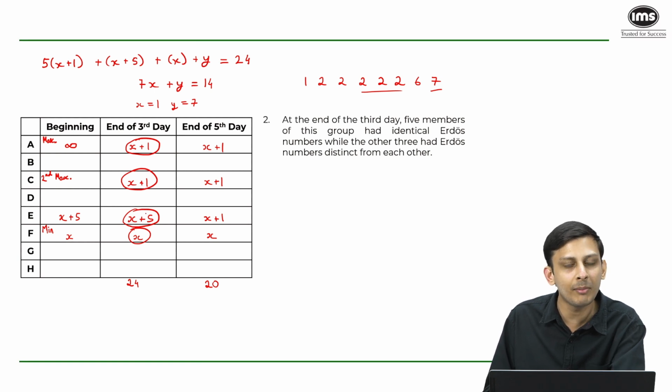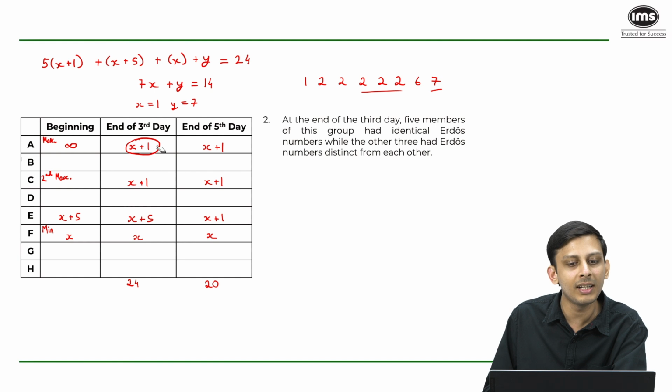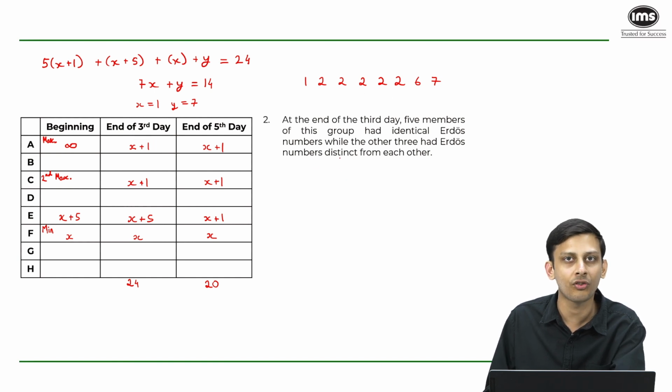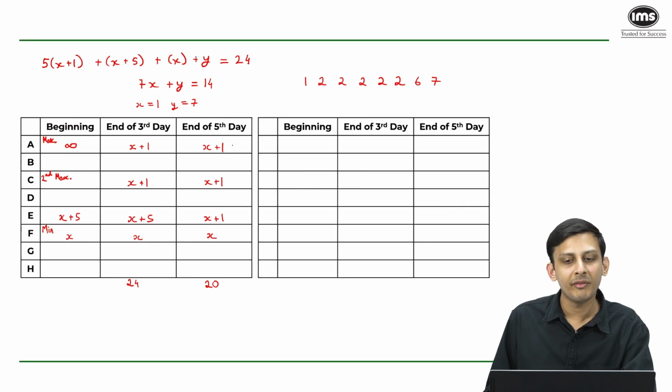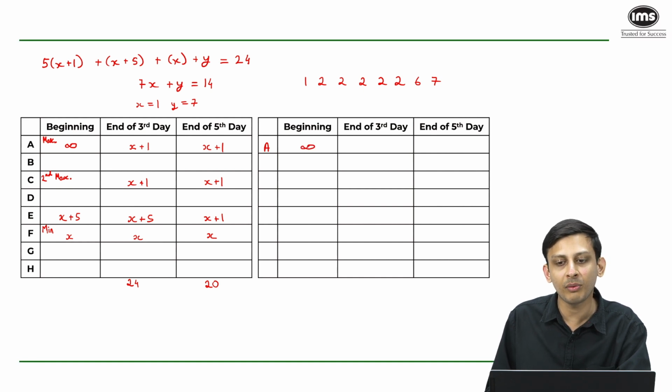So let us make a new table now. And in the new table, let us not put in the people A to H. Let us not limit ourselves to that. Let us keep it a bit open-ended. Now in this table, we will start off with the people for which we know the numbers, at least for 2 of the days. So we'll start off with A. For A at the beginning, infinite. At the end of the third day, x plus 1, so that will be 2. At the end of the fifth day, again 2.